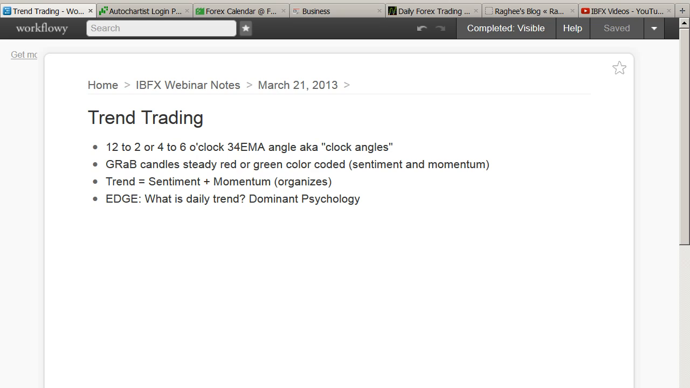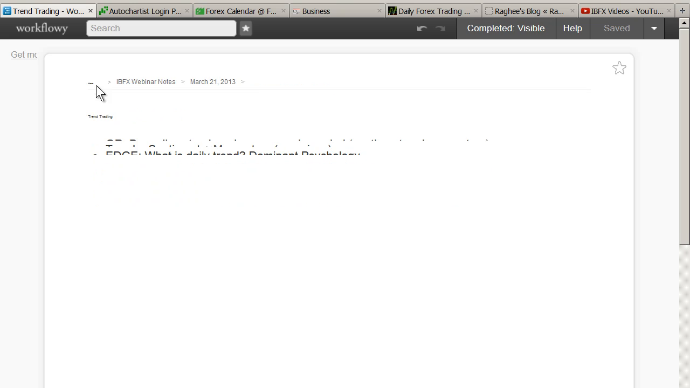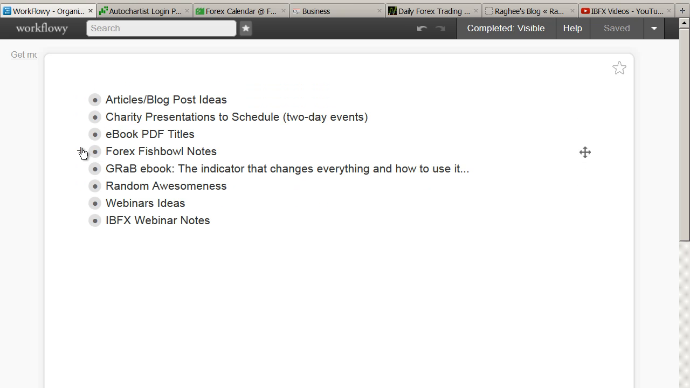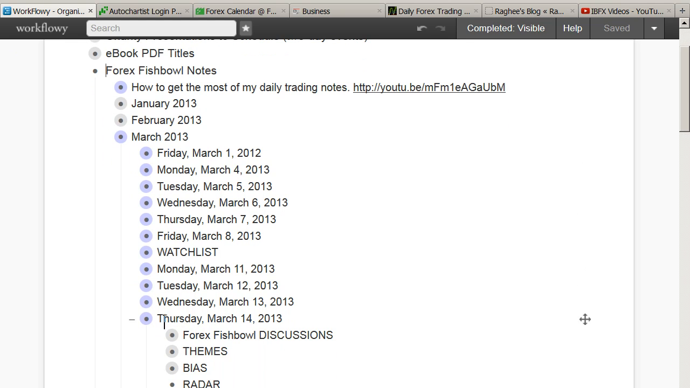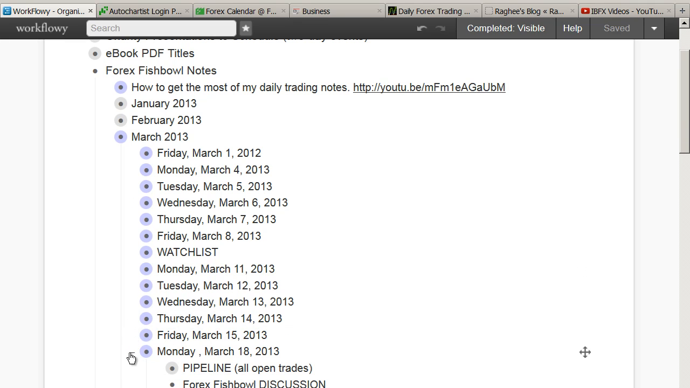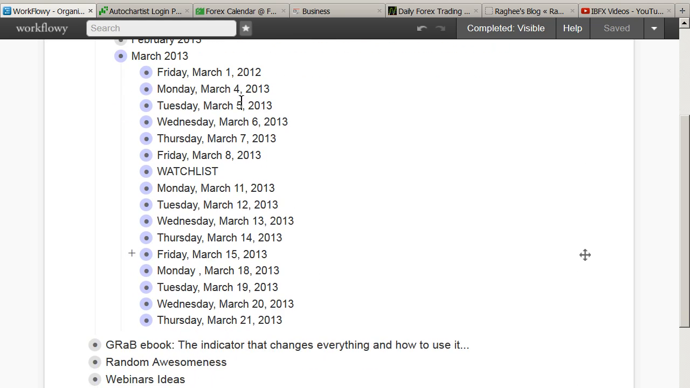So I'm a big fan of this. I use it for my own notes. Just to give you an idea, I've been using this basically since the beginning of the year. What I'm able to do is have a set of notes, watch lists, and videos and whatnot for every single day of the week. And these are just March's notes.